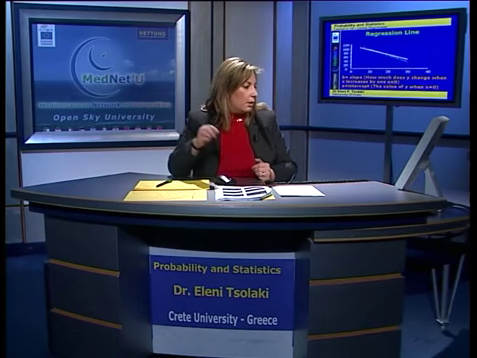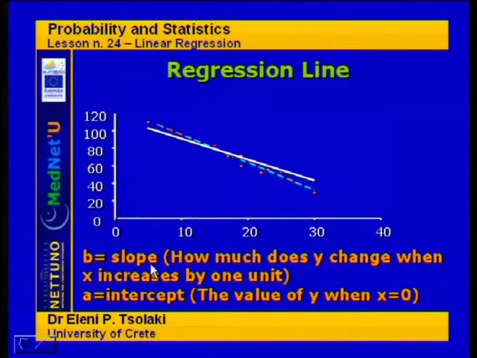So b will be the slope, how much y changes when x increases by 1 unit, and a will be the intercept, the value of y when x equals 0. It will actually be, if we draw our line up to cut the y-axis, the value we observe here. So now let's see in which way we can calculate the best line for some data.